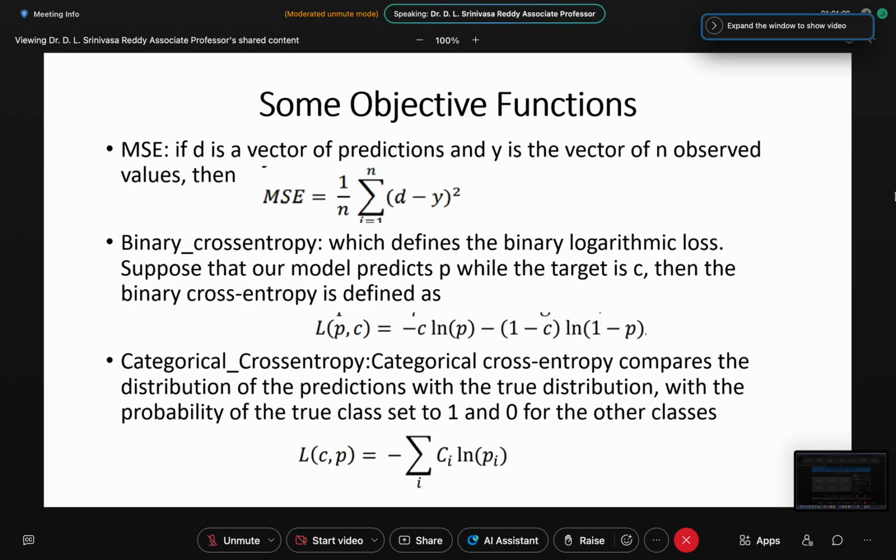Now, some of the objective functions we will see tomorrow. Already time. In the next class I'll finish this unit.